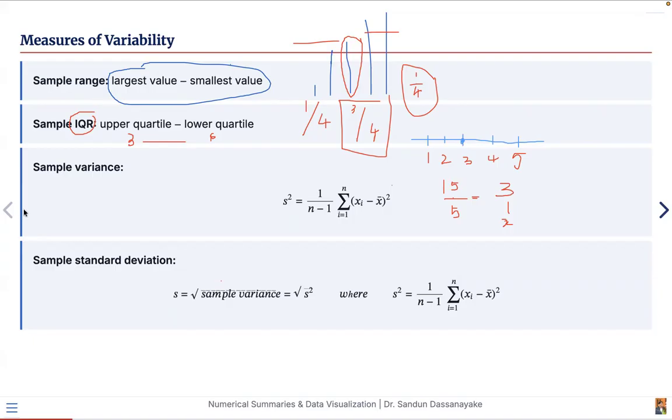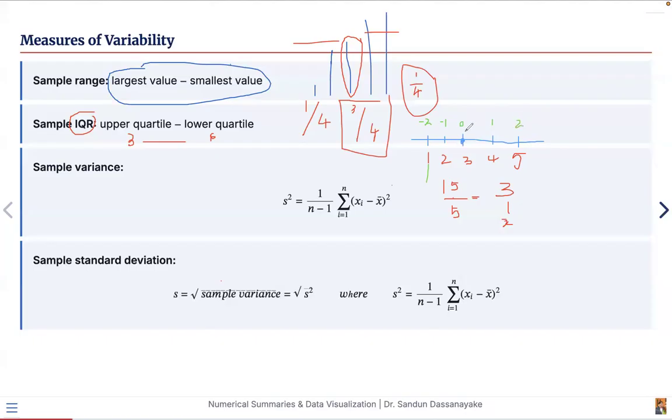When we want to calculate sample variance, we start with our first value. So our first value is 1. 1 minus 3 is going to give us negative 2. Okay, I will write them down in green color here, negative 2. 2 minus 3 is going to be minus 1. 3 minus 3 is going to be 0. 4 minus 3 is going to be 1. 5 minus 3 is going to be 2.